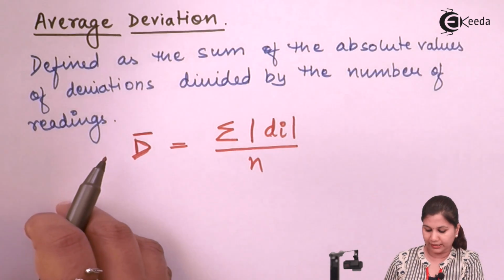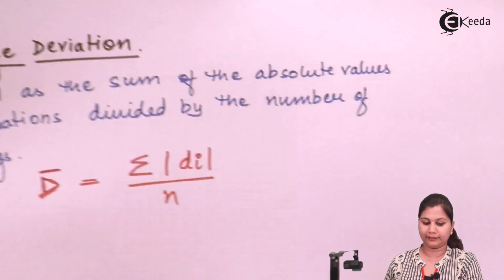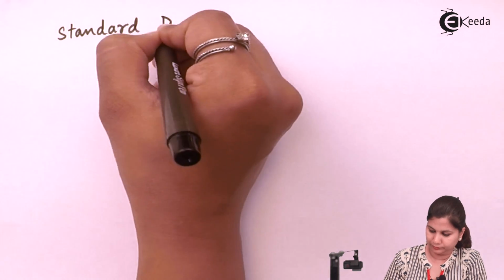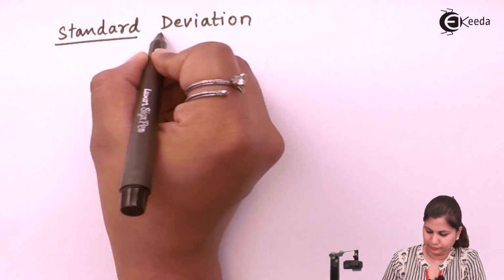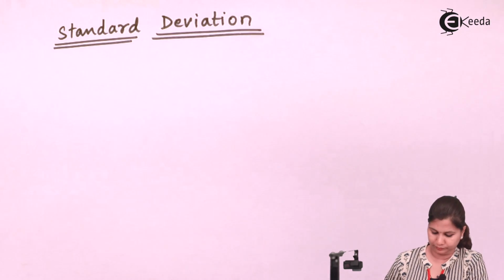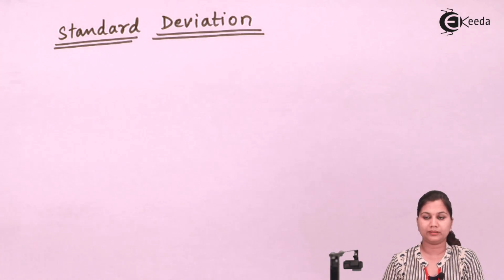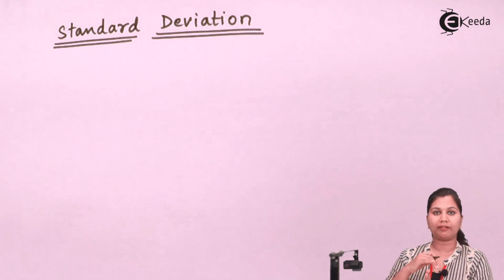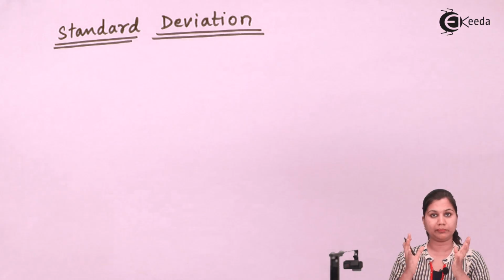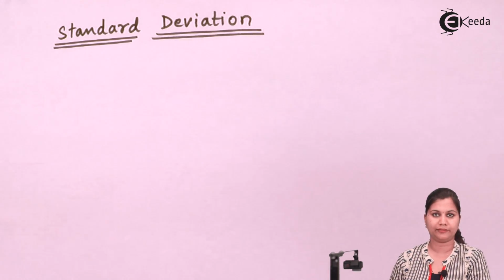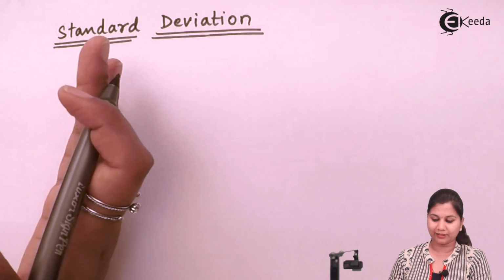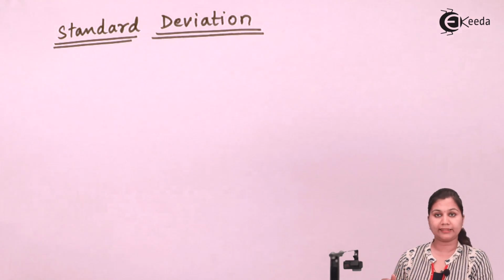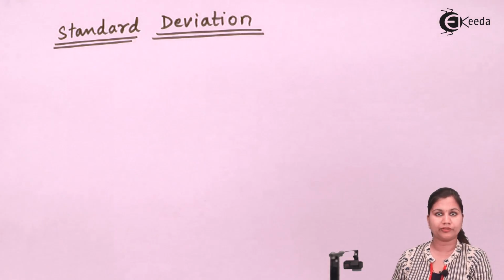Now the next statistical analysis term is the standard deviation. Standard deviation means that, as we are calculating the mean, how the values are spreading around this mean is called the standard deviation. In standard deviation, we take the square of every deviation and then divide it by the total number of readings.